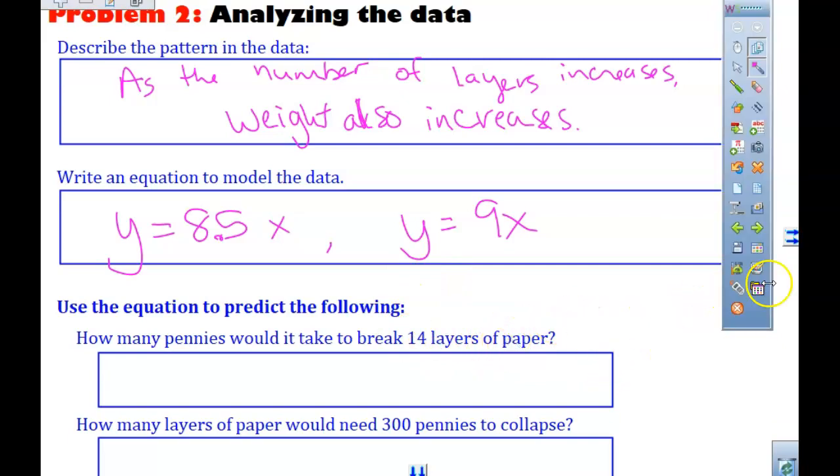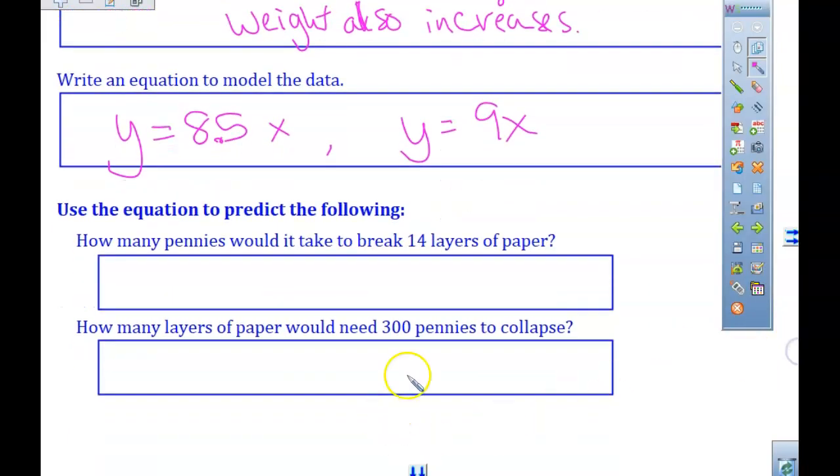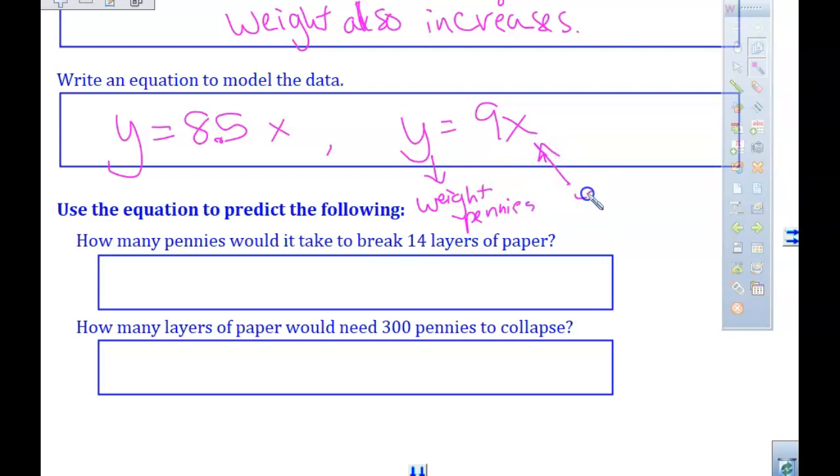So it says, okay, now this is the part on the I-7 that some of you really struggled with. It says, well, how many pennies would you have for a breaking of 14 layers? Remember, we're going to use this equation. The y is the weight. That's our pennies, right? The x is the layers of paper, okay? So, layers of paper, as I am looking at this. Channing, what do you think I should have x or y equal 14? Which one? The weight or the layers?